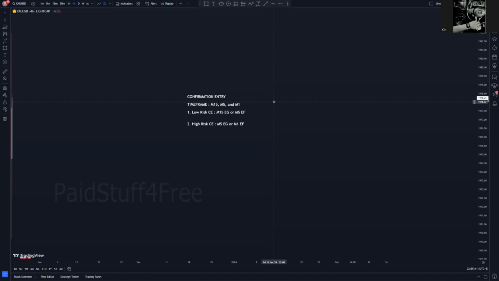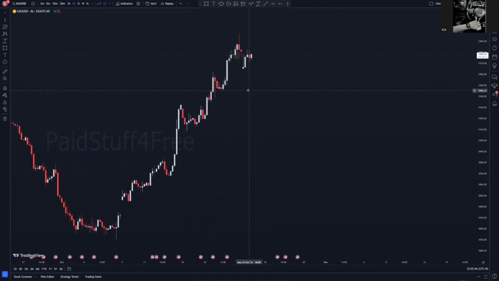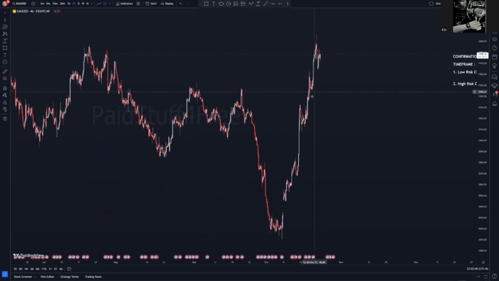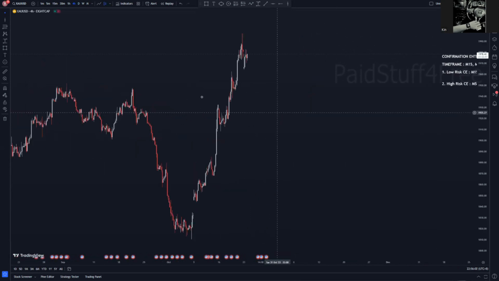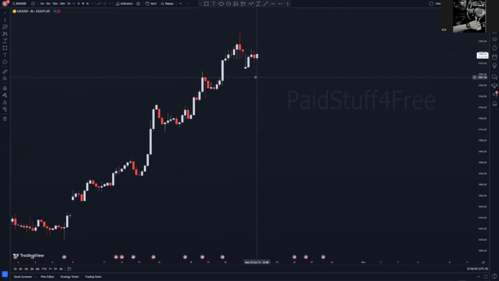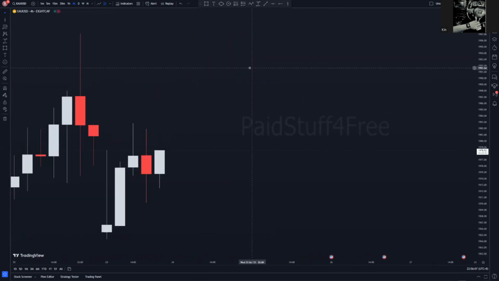So for the confirmation entry, is there any question? Do you see a lot of M15 EF? I didn't take the M15 EF for my confirmation entry. And I'm guessing no M1 ED. Yeah, exactly. Strictly no M1 ED.